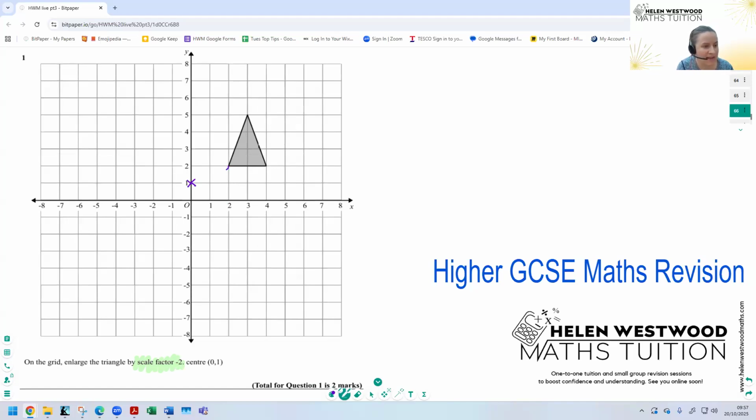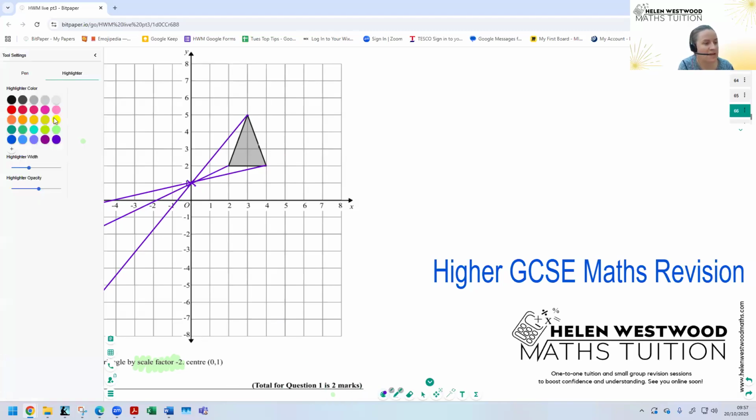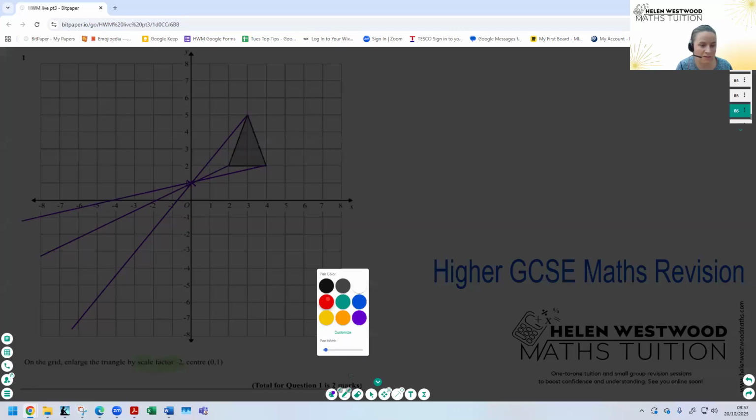Now, because we have a negative scale factor, what we have to remember is that because it's -2, our shape is going to be twice as big, but it's going to be inverted or flipped to the other side of the centre of enlargement. So if it was a scale factor of 2, it would be twice as big, sort of over to the right here. But because we've got a scale factor of -2, we've got to be really careful when we're plotting those corners.